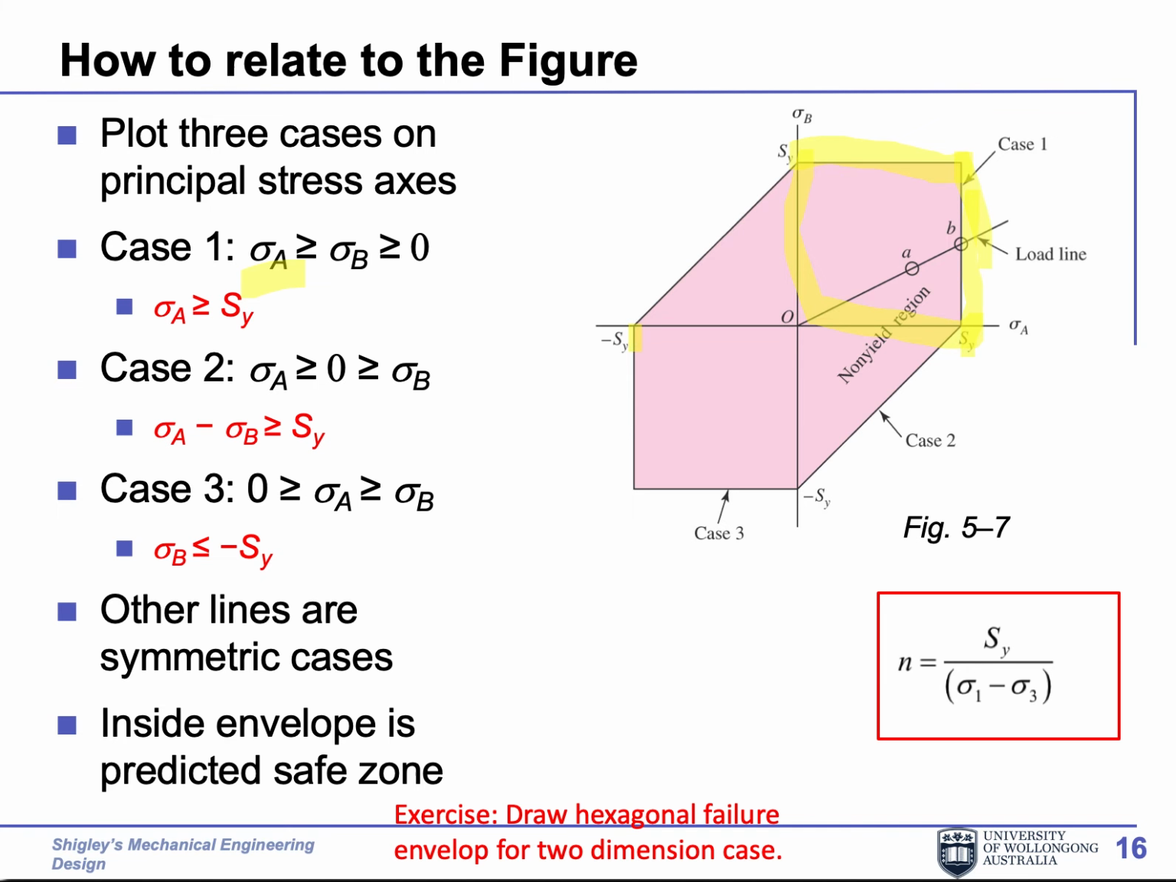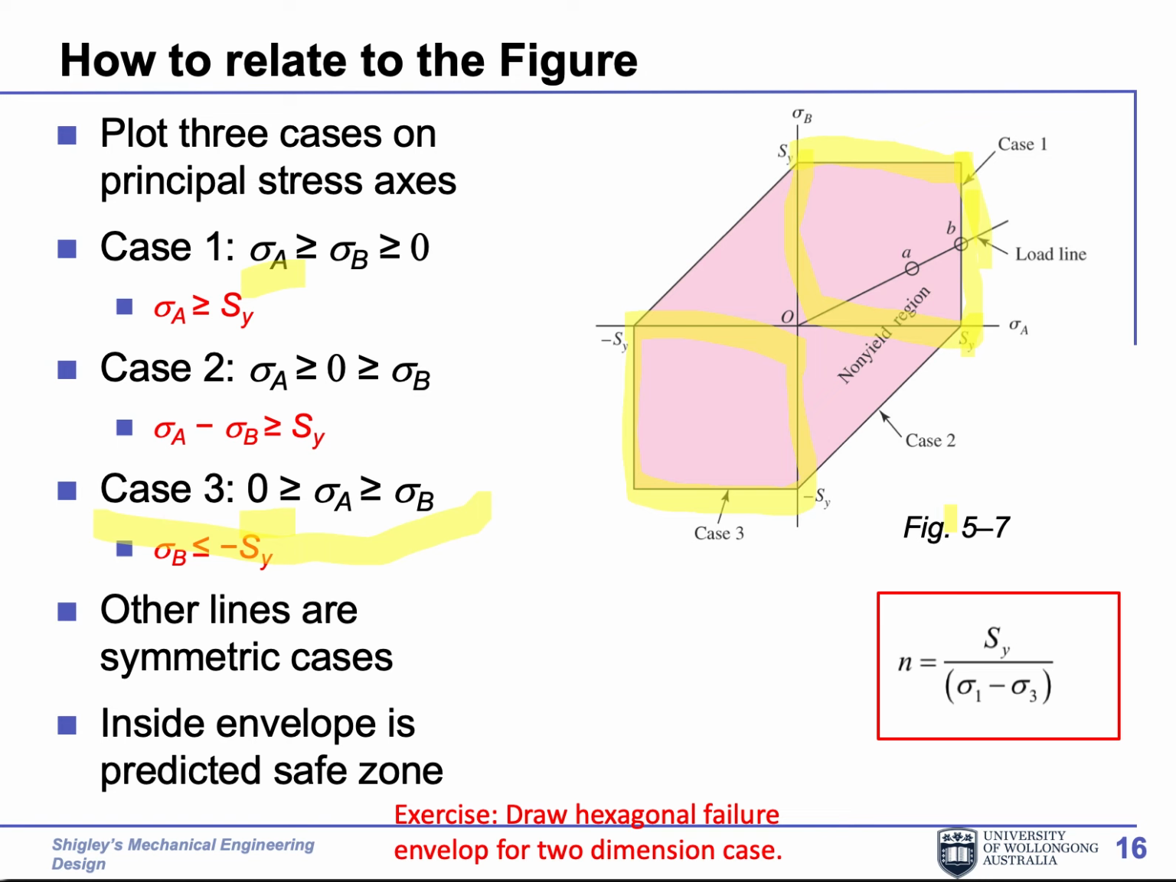And the same thing for case 3. If you have both of them negative, the smallest one is the more negative one. So that's case 3, and the other one is 0. So you use 0 minus that. It's the exact same thing as in the first quadrant. Basically one is tension, one is compression.